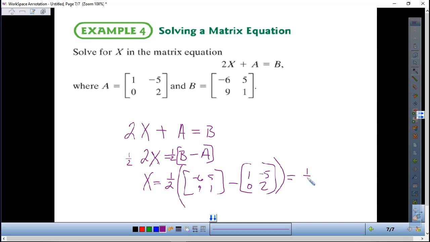All right, so that's going to be 1/2 times, and let me go ahead and get rid of the parentheses here. I get a 2 by 2 here. So negative 6 minus 1, negative 7. 5 minus negative 5, that's going to give me 10, because I'm subtracting a negative, same thing as adding a positive. And then 9 minus 0 is 9. 1 minus 2 is negative 1. And then all we're going to do is multiply 1/2 by, and remember, what do we do with 1/2? Multiply it times every single one of these. So we're going to end up with negative 7/2, 5, 9/2, and negative 1/2.